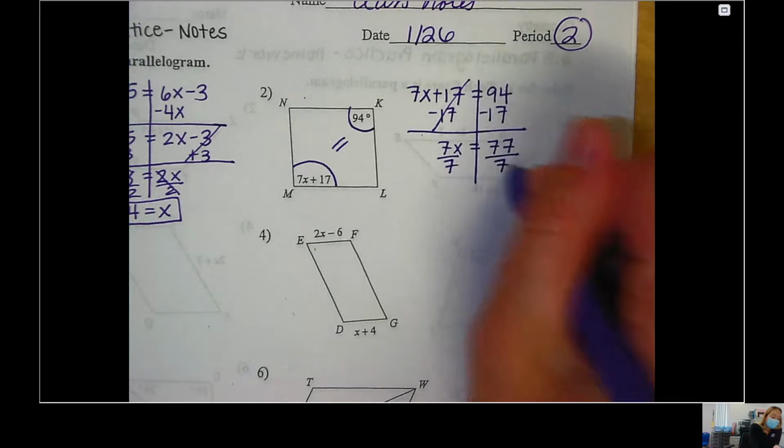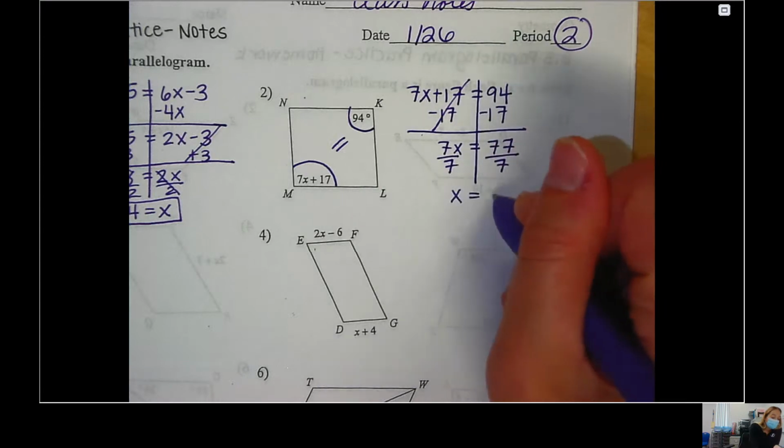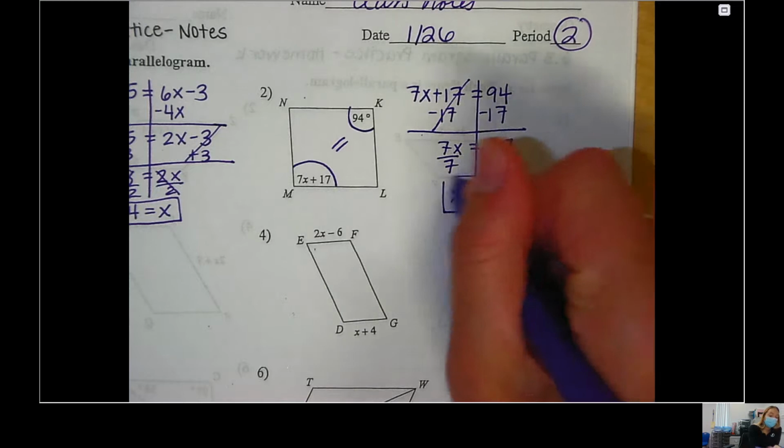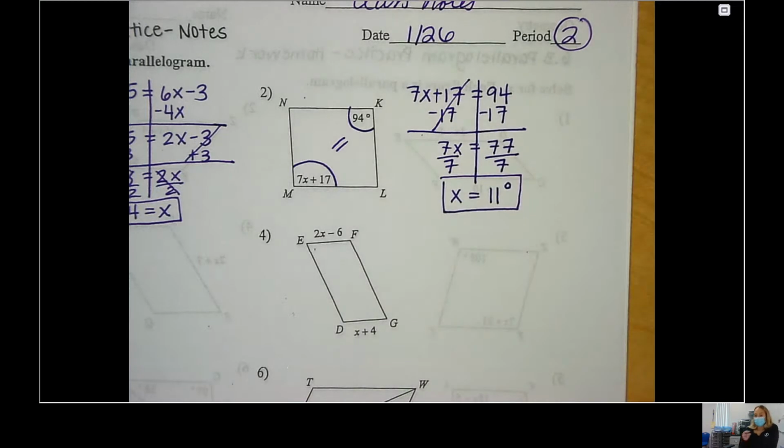What do you get for x? 11 what? Very nice. This time it is degrees because we're talking about angles.